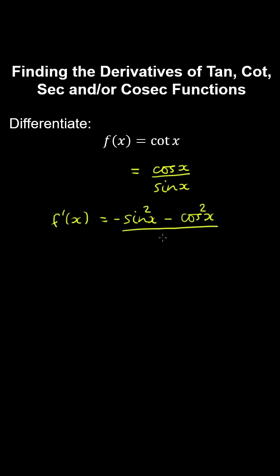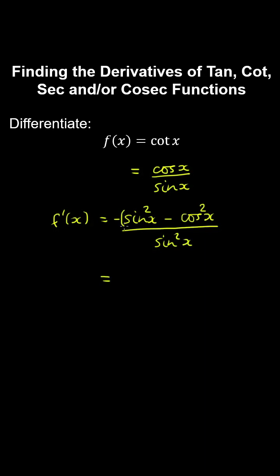To find the derivative of the cotangent of x, we can use trig identities to write it as cosine x on sine x, and now we can use the quotient rule to evaluate the derivative. So we have low d high, which is minus sine x, minus high d low, which is cosine x. And that's divided by the square of the lower function.